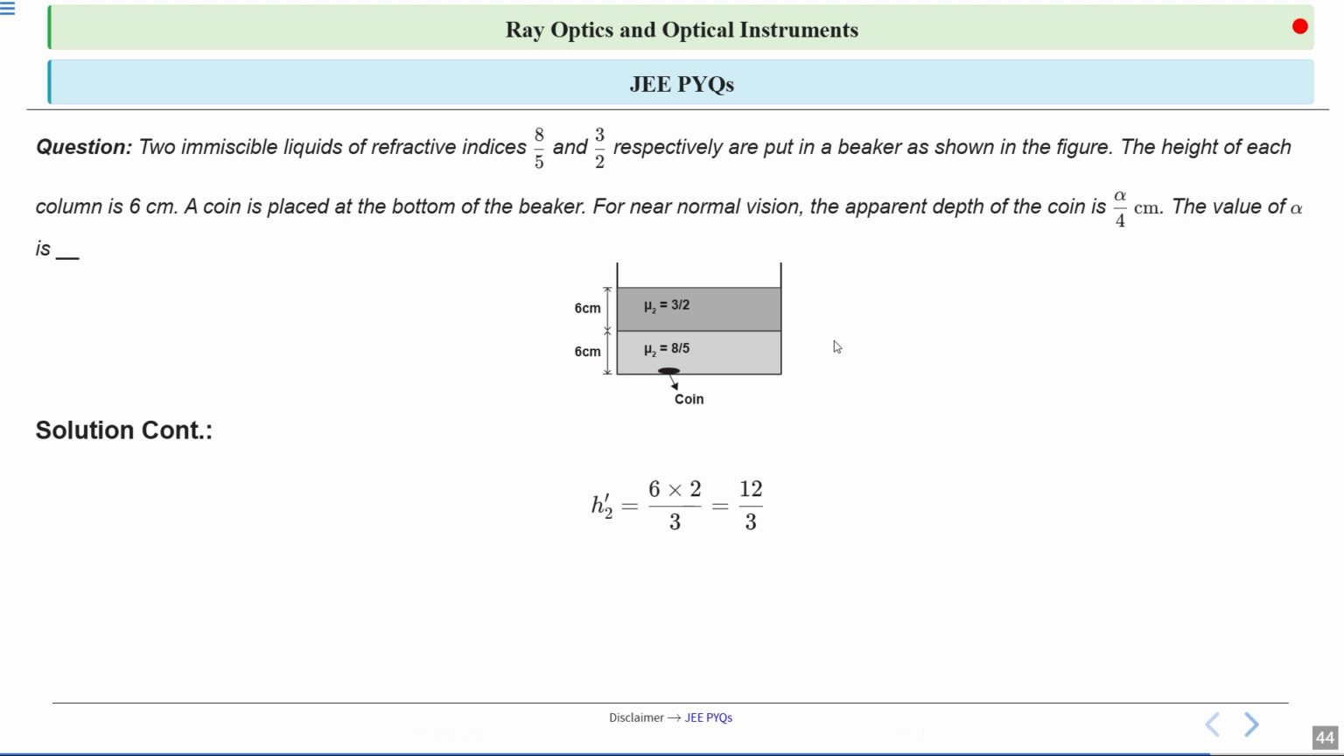We use the formula for apparent depth. Now we have simplified the equation. We came to h2 dash equals 6 multiplied by 2 upon 3, which is equal to 12 upon 3. So h2 dash came out to be 4 centimeter. This means the coin appeared to be at a depth of 4 centimeter when viewed through the second liquid. Notice how the refractive index affects the perceived depth, which is less than the actual depth.